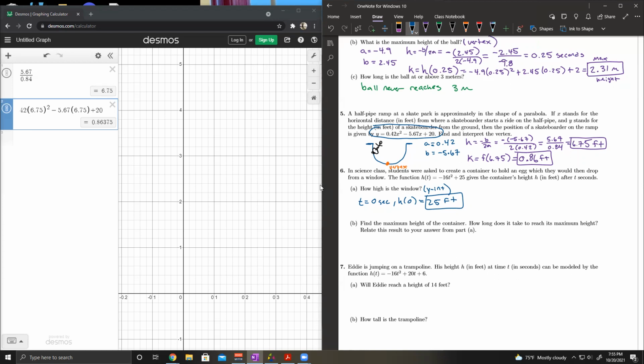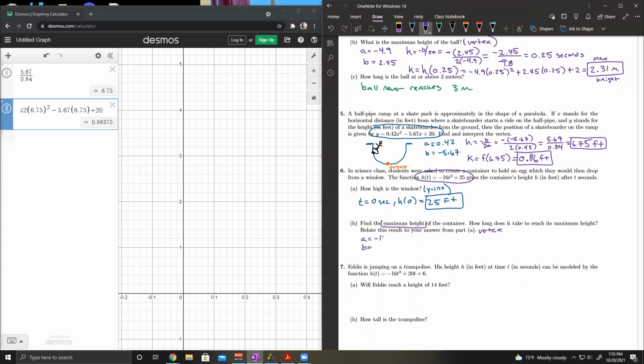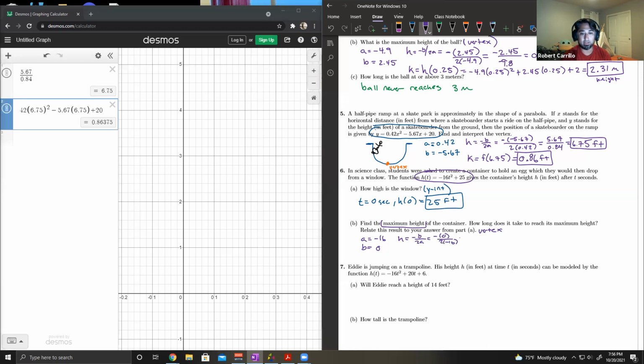If you did try to solve for the vertex, whenever you see find the maximum height, you are looking for the vertex. Looking at this equation, what's the value of A? Negative 16. And the value of B? 0. So H equals negative B over 2A. You'd get negative 0 over 2 times negative 16, which gives you 0 over negative 32. So H is 0, because this value represents the amount of time. So at 0 seconds, you're at your maximum height, which gives us the same answer.